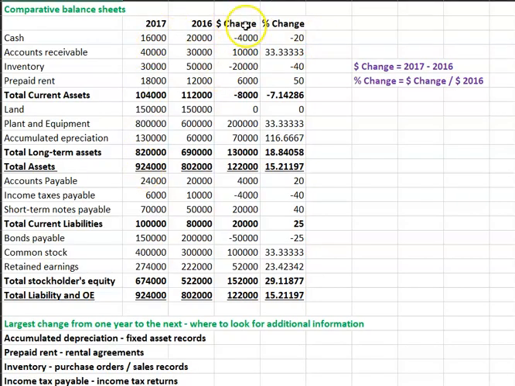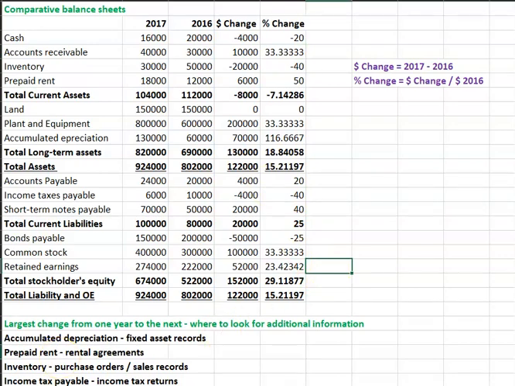As far as dollar change is concerned, you're taking the amount from 2017, subtracting the amount from 2016. You get increases and decreases in dollar change, positive or negative. And then for the percent change, you're taking the amount of dollar change, dividing it by the amount of dollars in 2016 to calculate the percent change from 2016 to 2017. Once again, positive and negative values. Pretty straightforward as far as the calculations are concerned.